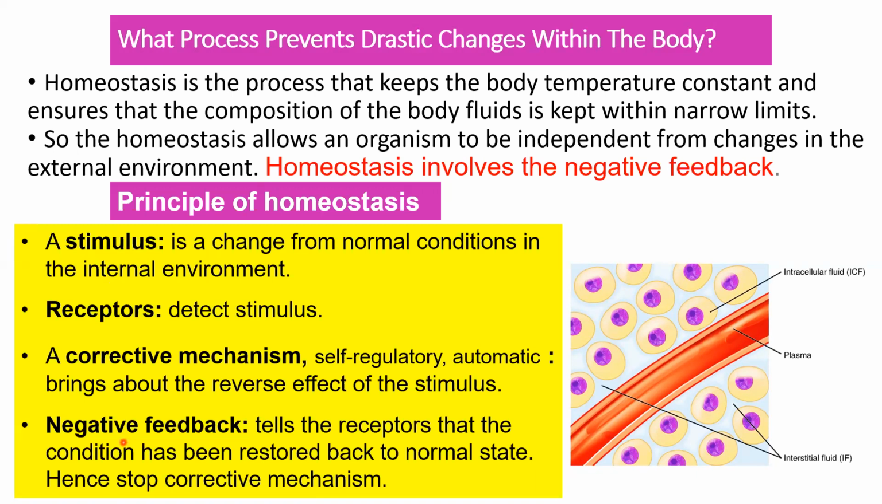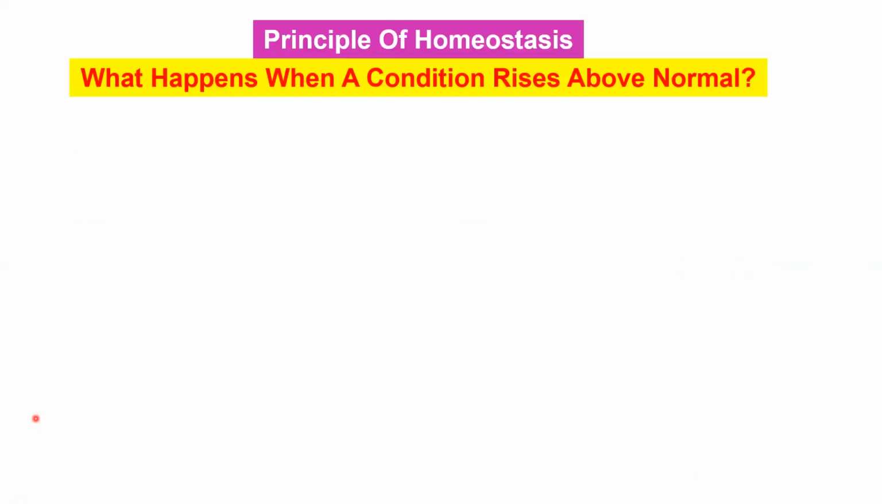And the negative feedback will be sent to the receptor to stop doing more corrective mechanism, that is no more needed because correction, or the set point, has been attained. So these are the four main principal points for homeostasis.